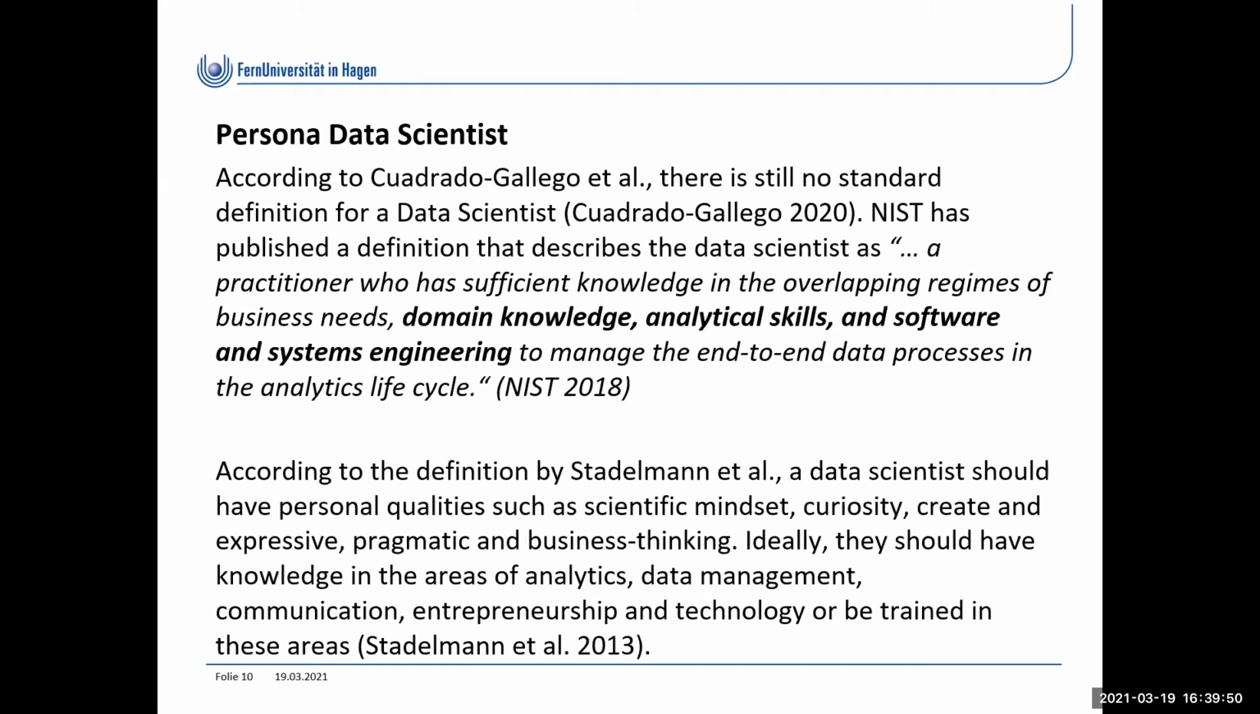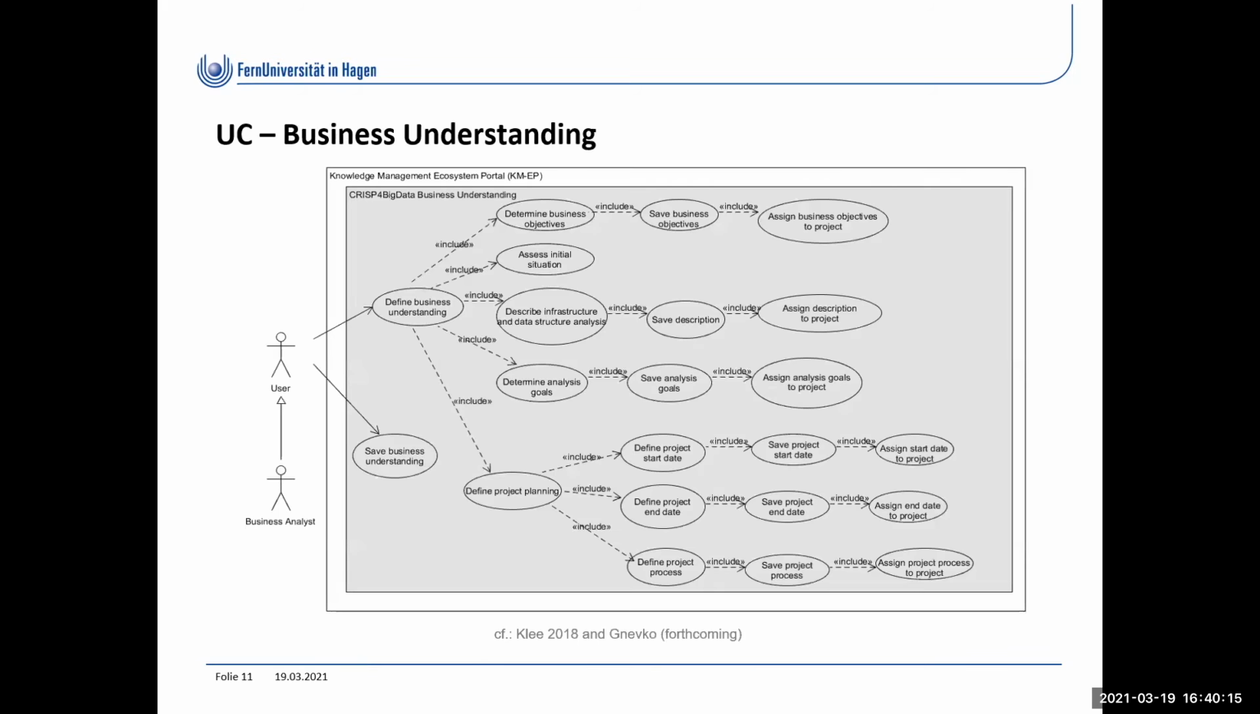And we have the data scientists. This is a user stereotype with a lot of different definitions, but I think this is the person who has the domain knowledge, the analytical skills, and maybe knowledge about the software and systems engineering. So, based on the CRISP4BigData process, we designed some use cases used later on for the development of a system.